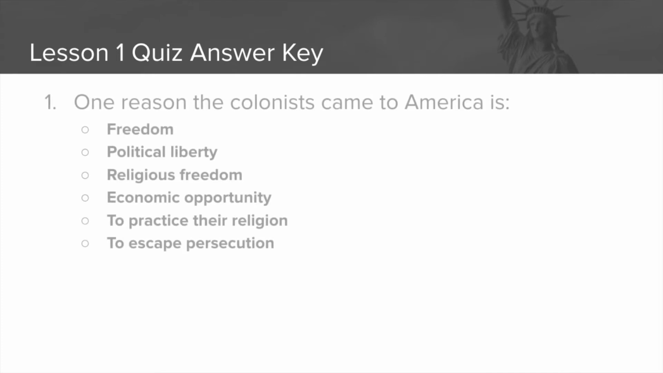Okay, so now assuming that you have done the quiz, have filled out all the questions that you can, we're just going to go ahead and go over the answers. For question number 1, one reason the colonists came to America is freedom, political liberty, religious freedom, economic opportunity, to practice their religion, or to escape persecution. So any of those 6 answers would work. You only need one of them.